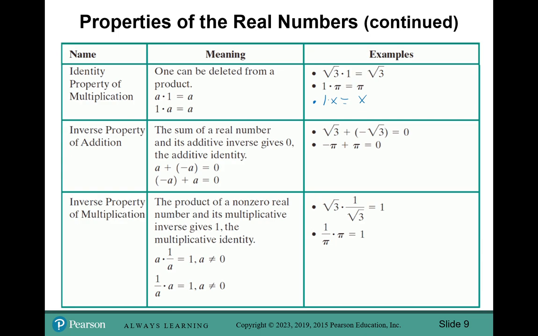So if I'm looking at the square root of 3 times 1 over the square root of 3, that is simply 1. Or if I'm looking at 1 over pi times pi, that is simply 1. Essentially, the way I like to think about it is the square root of 3's cancel out and they leave you with this 1. Or the pi's cancel out and they leave you with this 1.